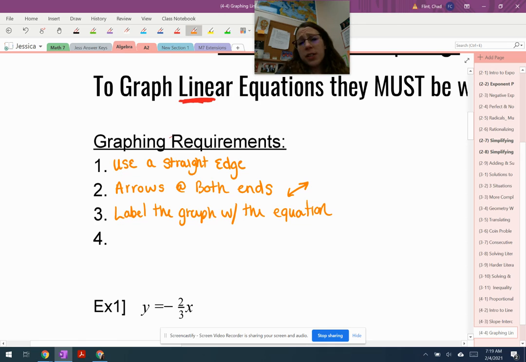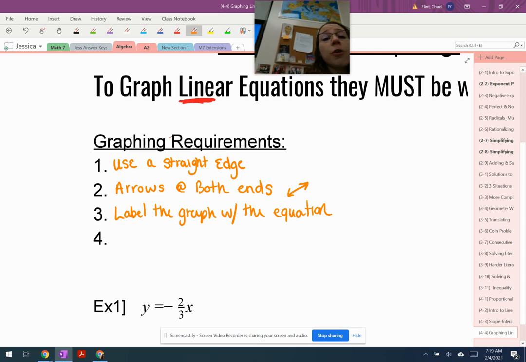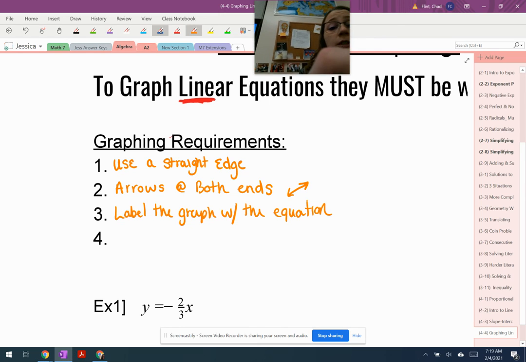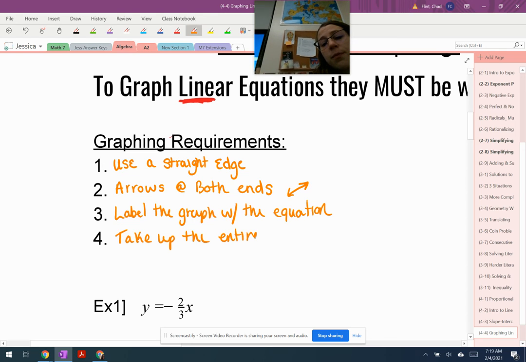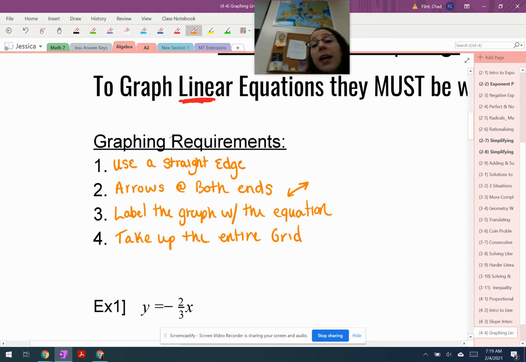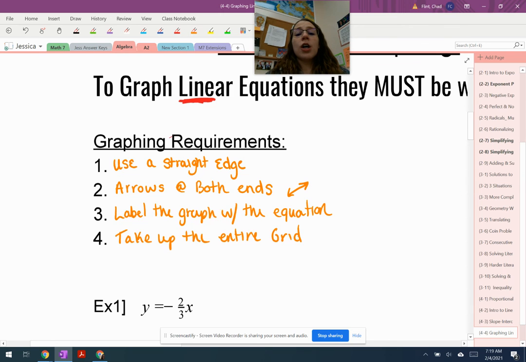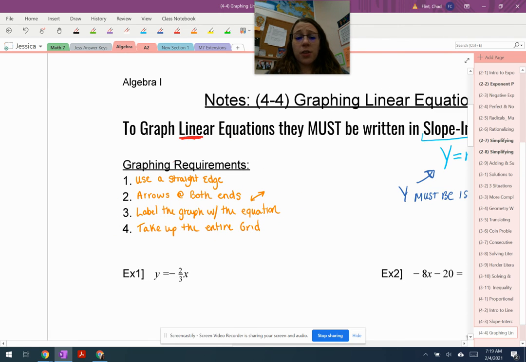We'll talk about other ways that you can more easily label lines. And fourth, and the most important thing, if they give you a giant graph, you're not just going to be plotting 2 points. You really need to be taking up the entire grid. Draw that line, because again, infinite in both directions. Draw that line so it's taking up the entire graph.